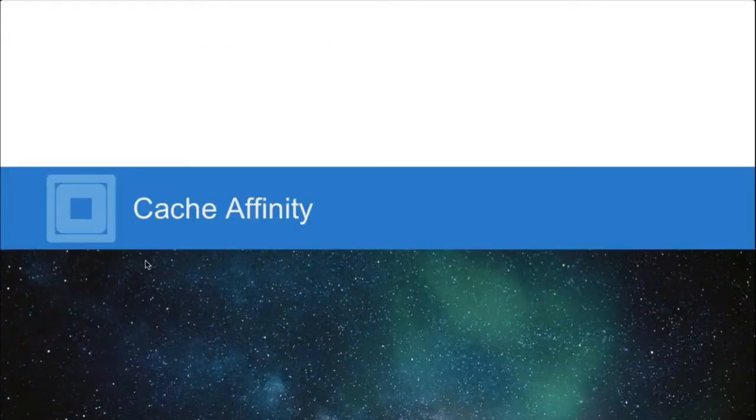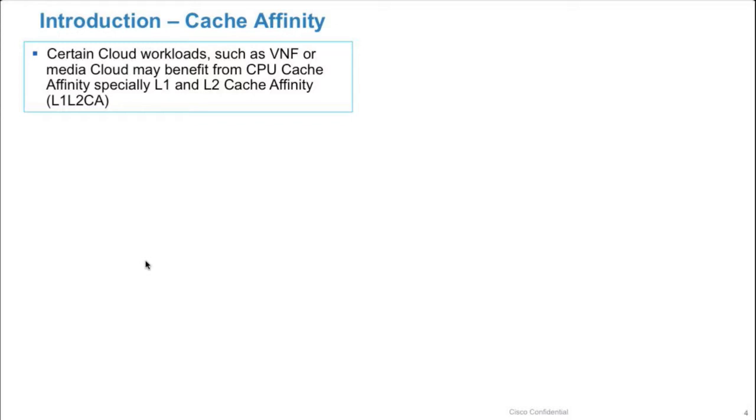So cache affinity, what is that? If you don't know, now you know that certain cloud workloads may actually benefit from cache affinity, okay? Especially virtual network function and media cloud, especially layer 1 and layer 2 cache affinity. So what is layer 1, layer 2 cache affinity?